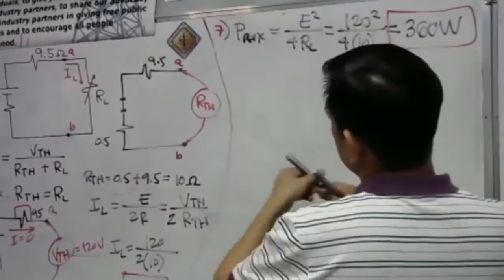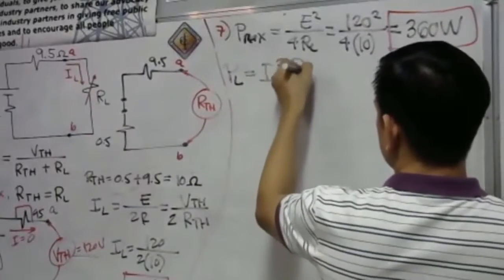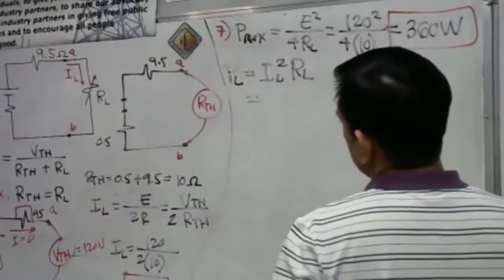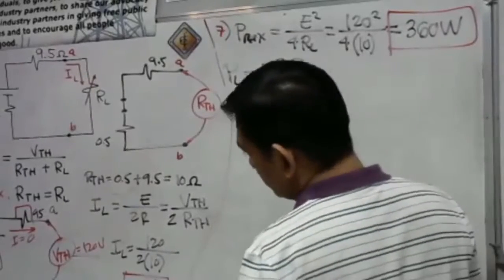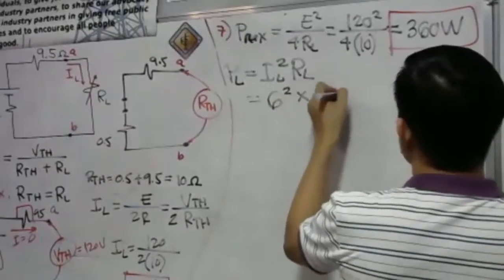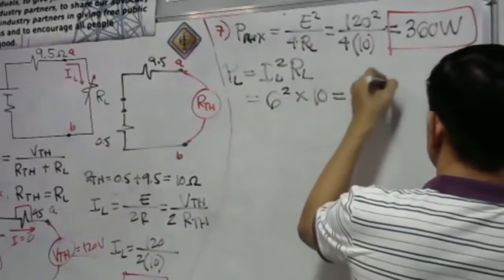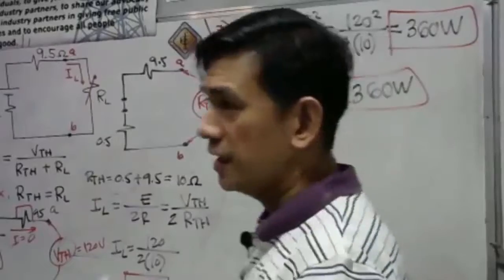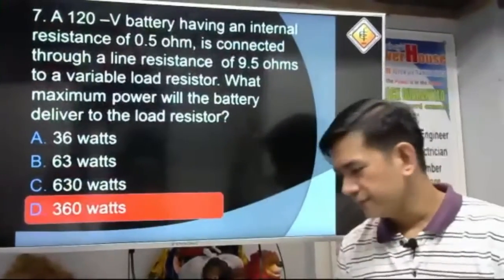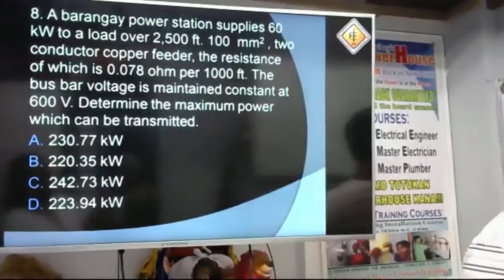Or we can also use this formula, since this is PL, that is simply equal to IL squared multiplied by RL. We have here 6 amperes squared multiplied by RL, which is equal to RTH, 10. So 6 squared is 36 times 10. Still, we have 360 watts. Just the same. So the answer would be letter D.